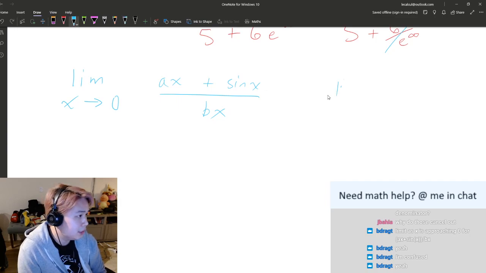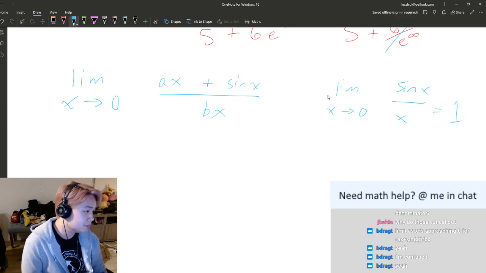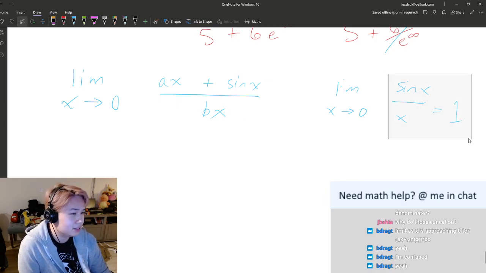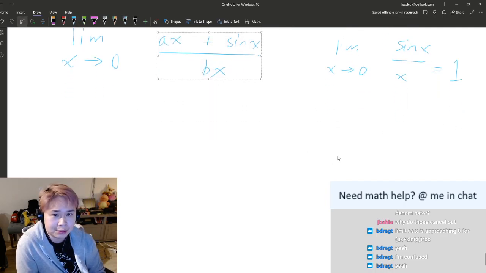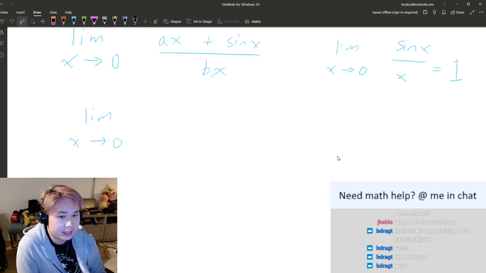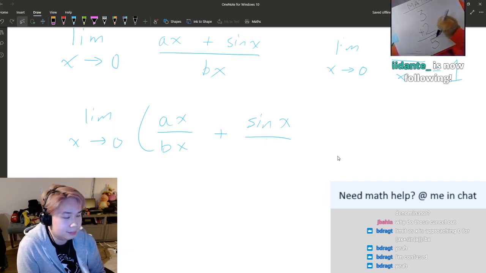So the fundamental limit is when x approaches 0, then sine of x over x is equal to 1. So we need this, or some version of this, to show up here. There's some basic limit rules that you can do. Like, you can split up this limit into ax over bx, and then plus sine x over bx.